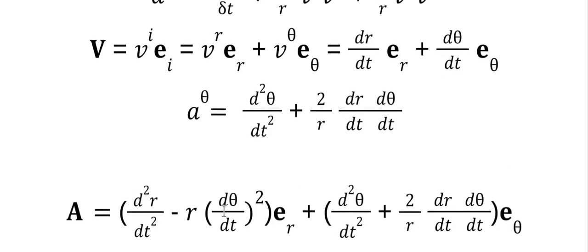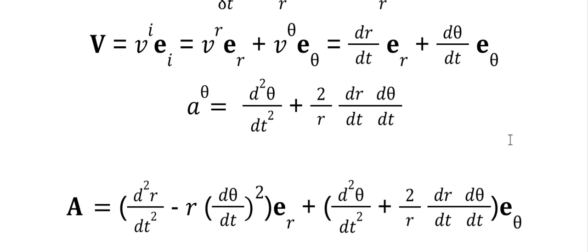So here is the A^1 component, and here is the A^2 component. And this is the acceleration in polar coordinates. Okay, wasn't that fun?